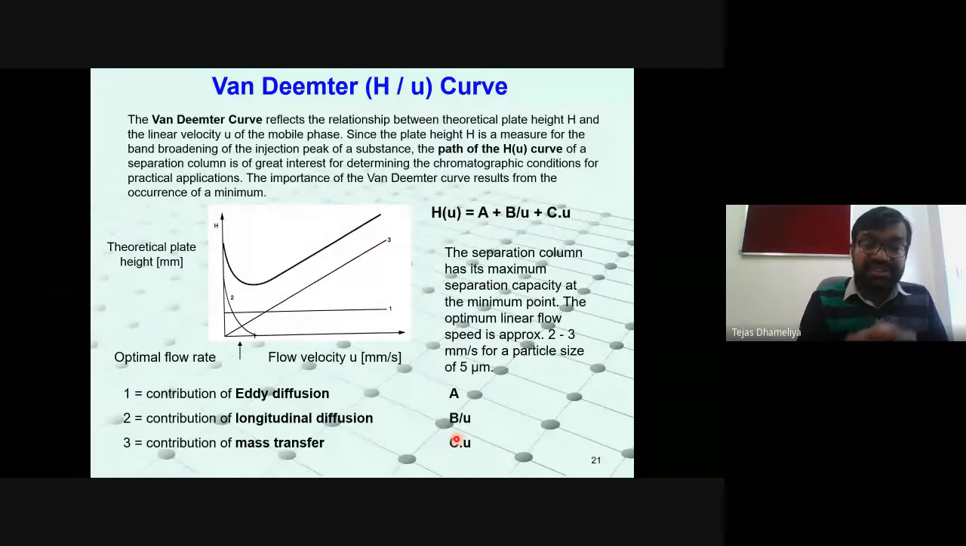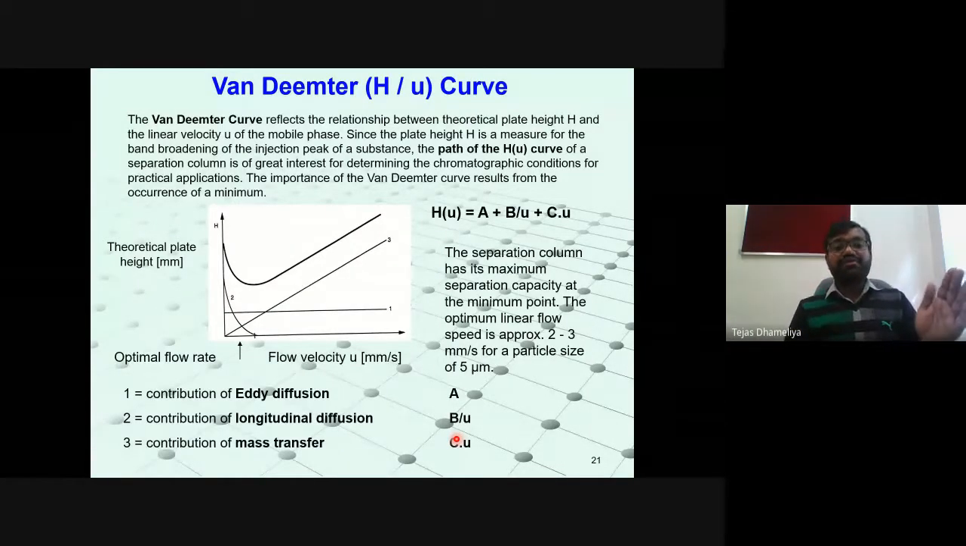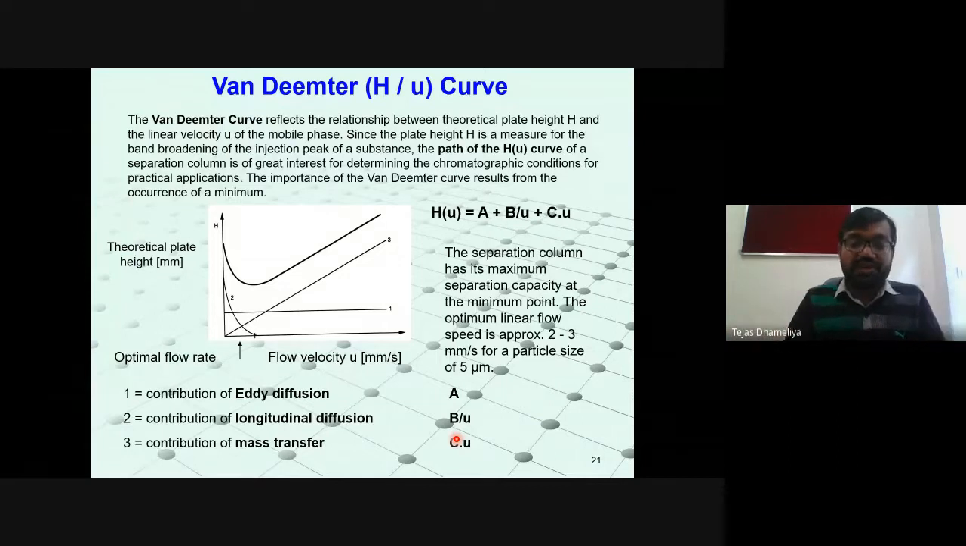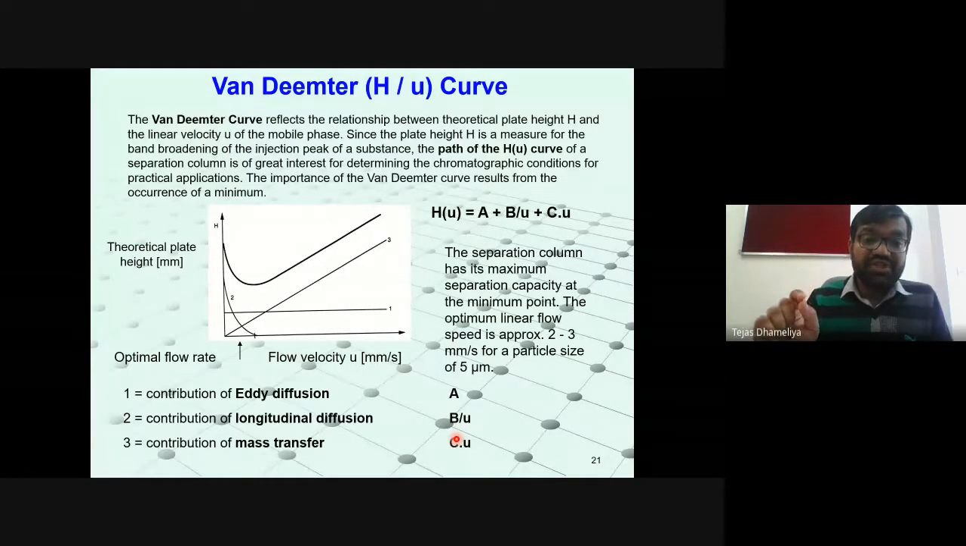There is a difference between your weight and mass. When you go to a hospital or to the gym to get weighed, what you measure, that is your weight. That is not your mass. Remember this. Okay, so this is the quantity of mass of a substance that is transferred from one portion of the column to another portion of the column. So that is also considered in the calculations of the van Deemter curve.